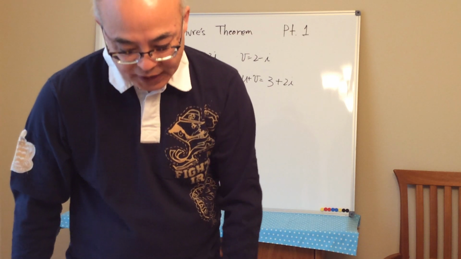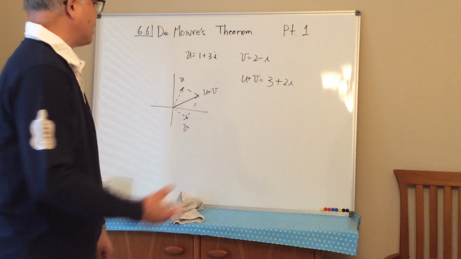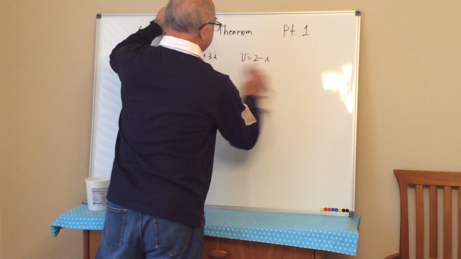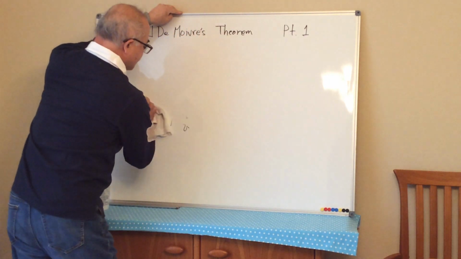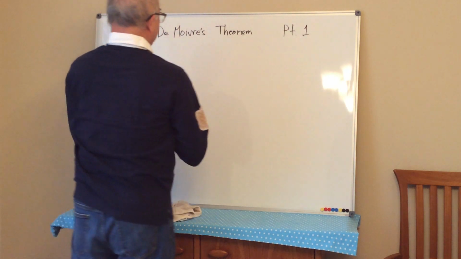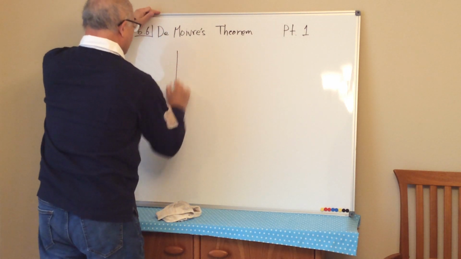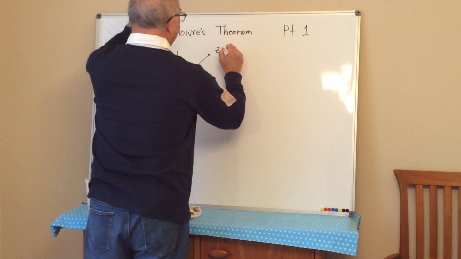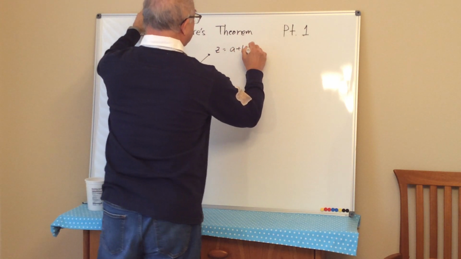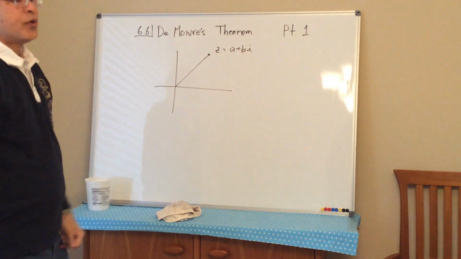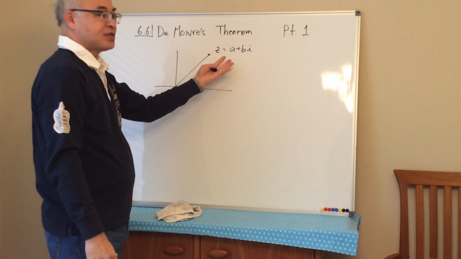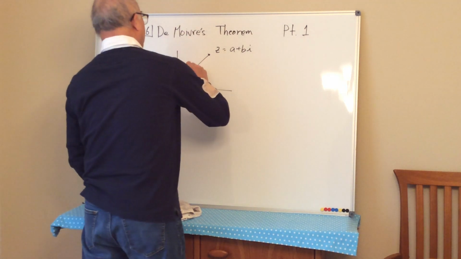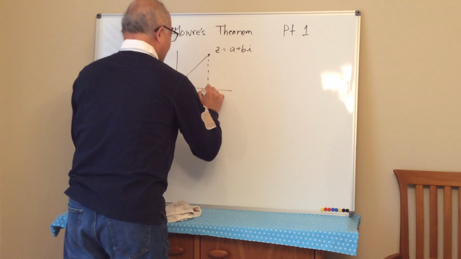Okay, so let's flip the page and go to page 504. What we're really going to talk about, and what's going to get us to de Moivre's theorem, is when you set z as a plus bi, you can actually represent this in a polar form, okay?